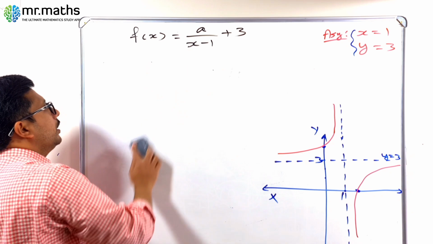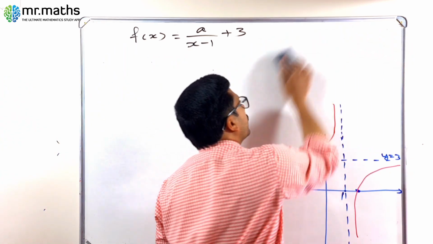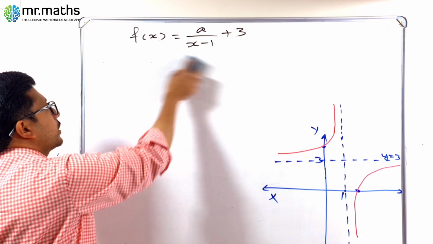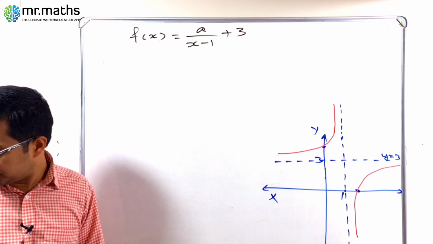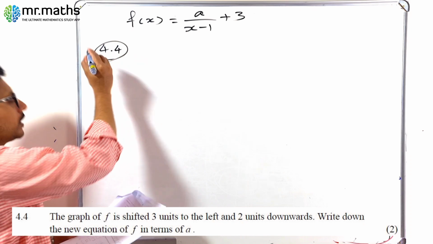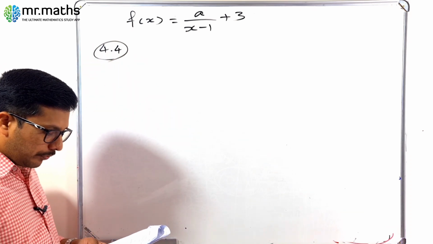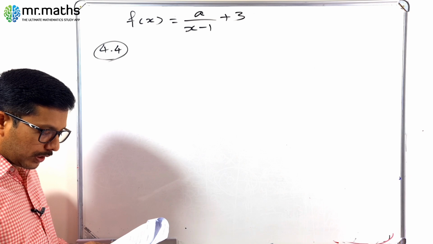Now let's move to the next question, question number 4.4. This is 4.3 and the next one is 4.4. What is that question? The graph of f is shifted 3 units to the left and 2 units downwards. Write down the new equation of f.